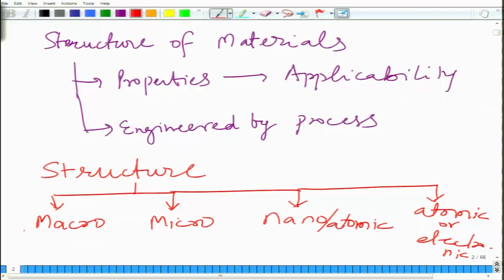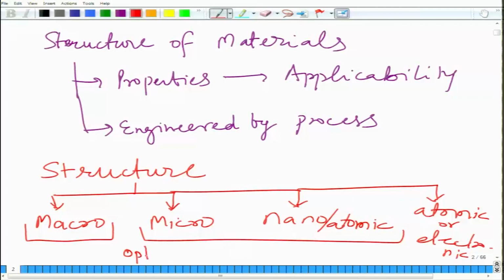Now, the first is typically looked at by naked eye. Micro and nano or atomic structure, you have to go under the microscope. So, you go from optical to SEM to a TEM. This is the typical progression as you go from micro to nano structure. And then for atomic or electronic structure, you typically have to do simulations. Now, structure of materials is important, as I said, from the processing and properties tetrahedron point of view, because structure is intricately related to properties, process and the application.